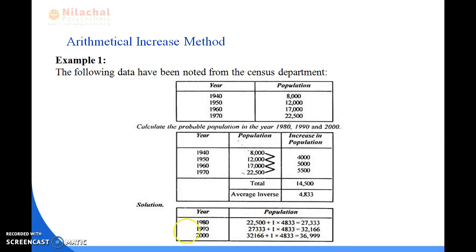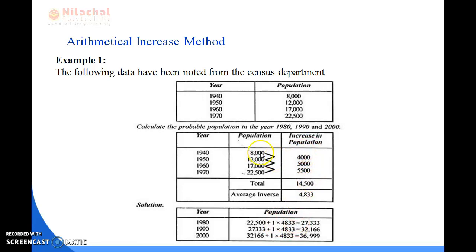We can say that in 1980 we are calculating now, but in the past population we have 1970. So it is a gap of 10 years. I have told you that 10 years equals 1 decade, so we can take it as n equals 1, into 4833.